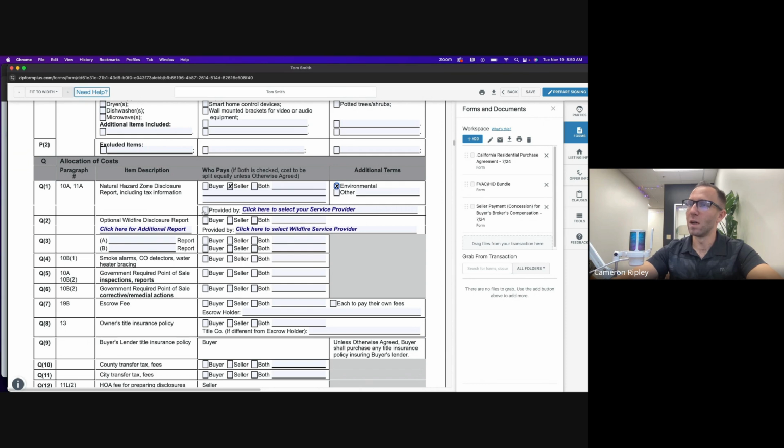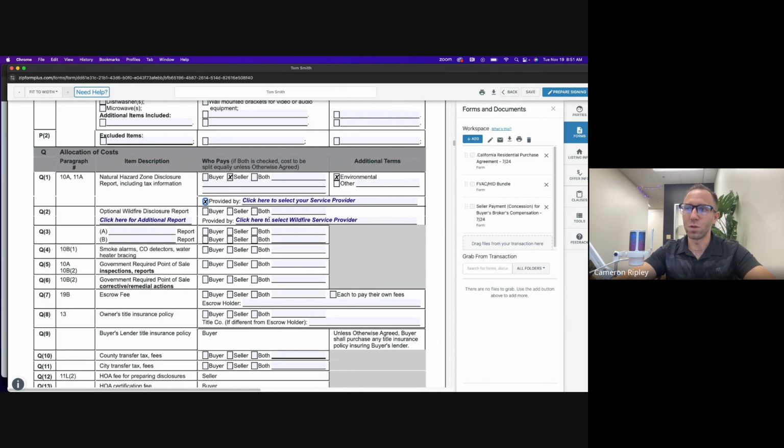Seller, environmental, I check this box, provided by, and I pick. I don't put seller's choice on here because there is a natural hazards disclosure company that created called Seller's Choice, which I think is stupid. If you're in a wildfire area, you pretty much have to put this and put who's going to pay for it and who's it provided by.